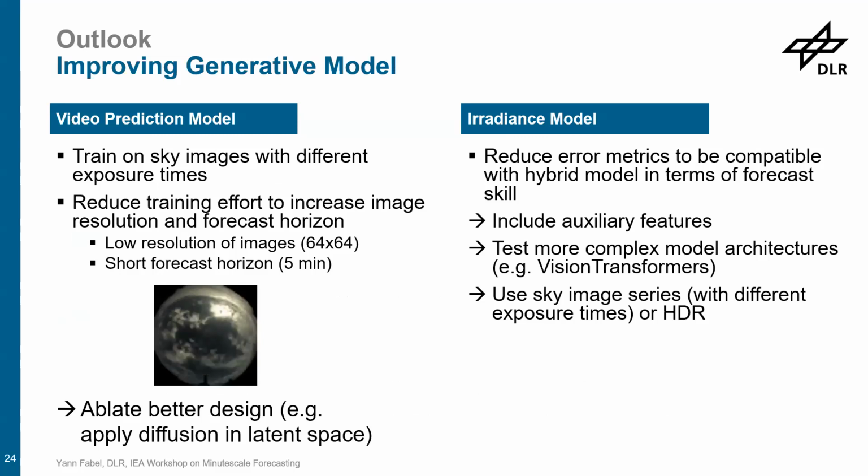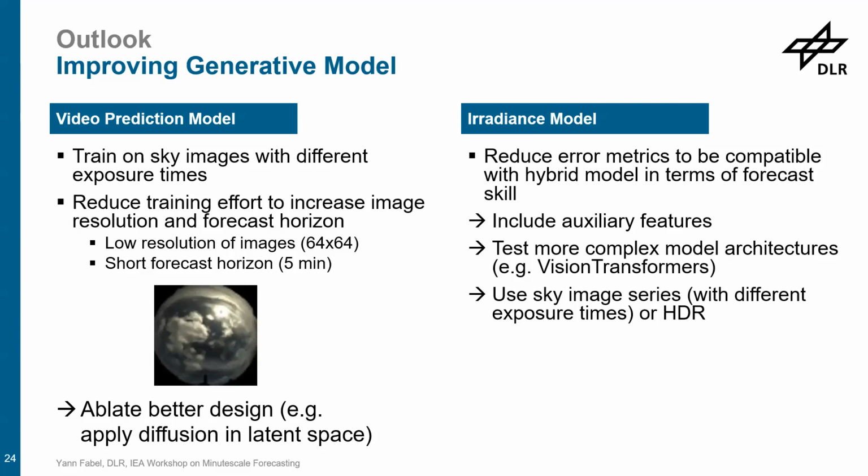So as I already mentioned, we want to train diffusion models with different kinds of images with different exposure times. And we need to reduce the training effort because we're currently limited to low resolutions where we lose a lot of information from the clouds, and also a short forecast horizon of only 5 minutes. I don't know if you heard about Sora from OpenAI. It's quite a new diffusion-based video generation model, and it's quite impressive how realistic they can get. That's what we try to integrate, the techniques they use.